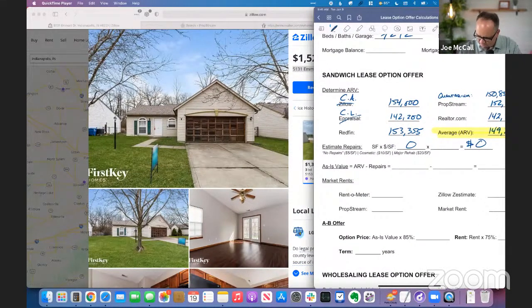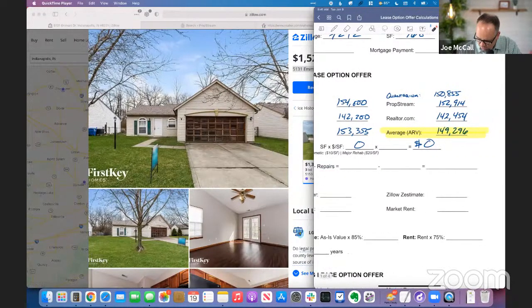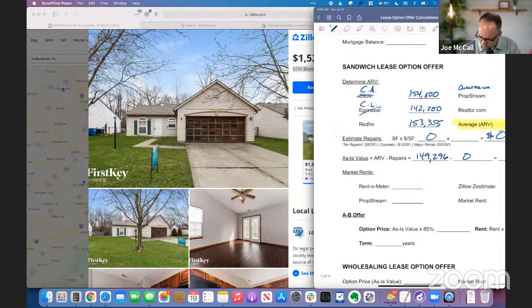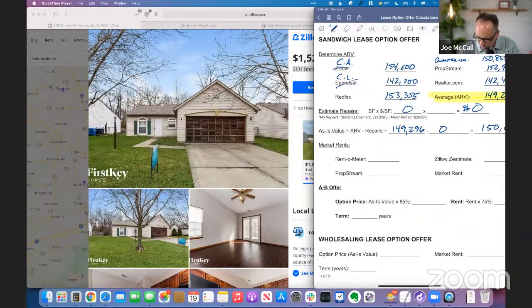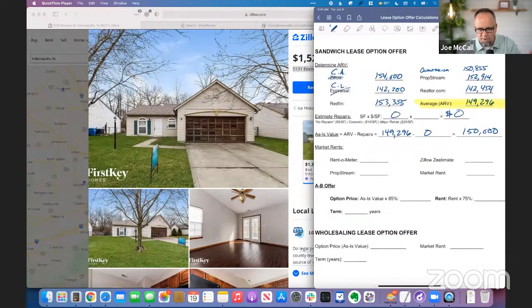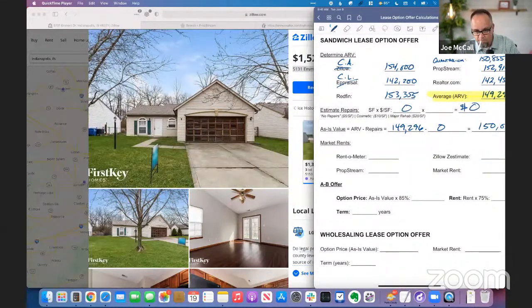Now, the as is value. Here we go. The as is value is the ARV minus repairs. So what would the house sell for today? What's it worth today? That's the as is value. That's the way I define it. ARV minus repairs. So we're going to do 149,296 minus 0 equals, let's just say the ARV is 150,000. Okay. Now we need to figure out what the market rents are.